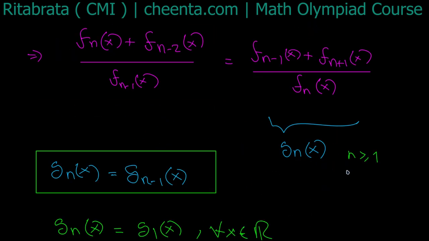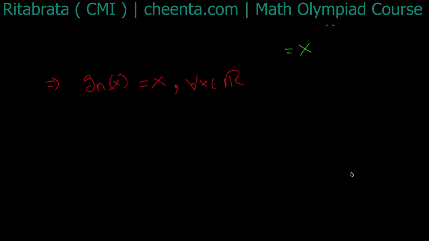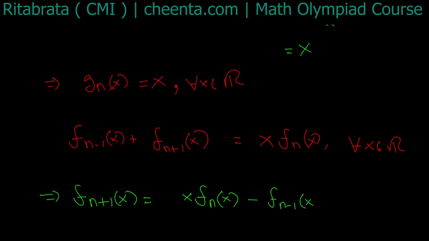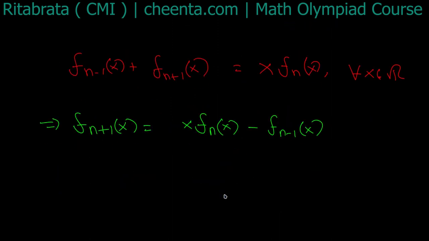I also had what to be g_n. So from that I get that f_{n-1}(x) plus f_{n+1}(x) by f_n(x), that was my g_n(x), so that is x. So f_{n-1}(x) plus f_{n+1}(x) equals x times f_n(x) for all x. So I get another functional equation that gives me f_{n+1}(x) equal to x times f_n(x) minus f_{n-1}(x). Now this is a very standard equation.